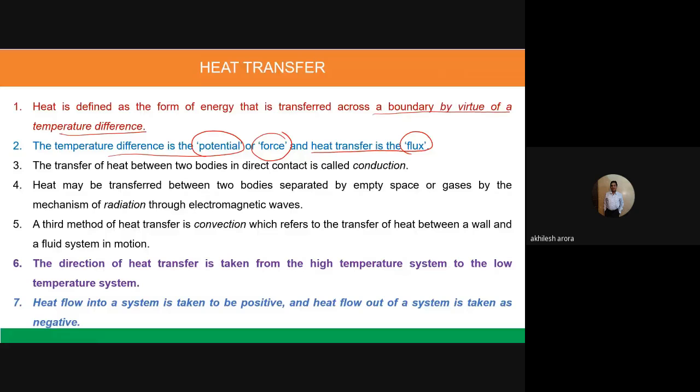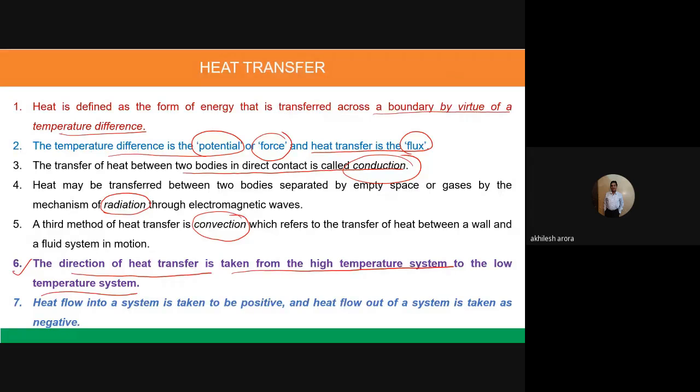The heat transfer between two bodies in direct contact is known as conduction. You know about it. Then there is another phenomenon which is known as radiation. Another phenomenon is convection. So we are not concerned about conduction, convection, and radiation here. But the next line is important. The direction of the heat transfer is taken from the high temperature of the system to the low temperature of the system. That means the heat flows from high temperature to low temperature.